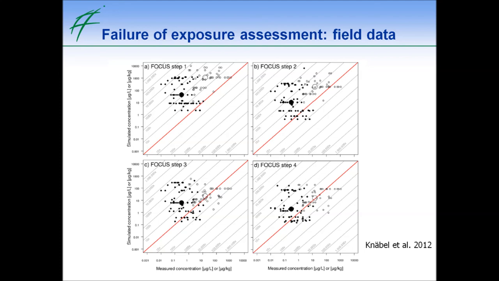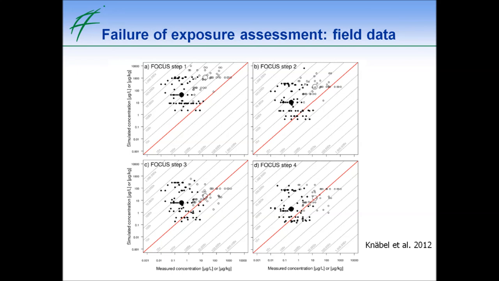The results of the study are shown here. The figure shows the relationship between measured and predicted insecticide concentrations for the different FOCUS steps. The black dots show the concentration in water phase and the white dots show the sediment concentrations. The 45 degree line, which is red in this figure, denotes the 1-to-1 relationship. Dots on this line mean that the measured and predicted concentrations are exactly the same.